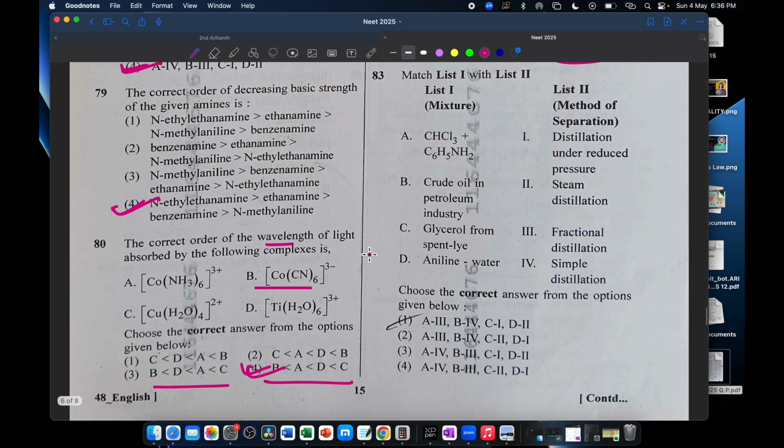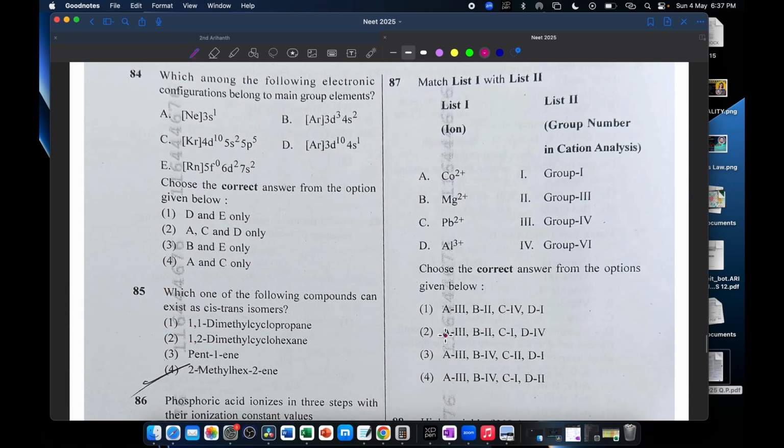Yeah, next one, 83. Again the match the following. Crude oil industry is done by fractional distillation, so B3. So B3 you have got two options, aniline water and chloroform aniline distillation. Aniline water is simple distillation, so D1. So answer is 4.